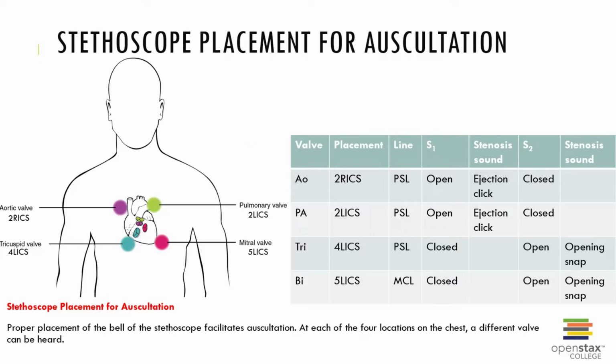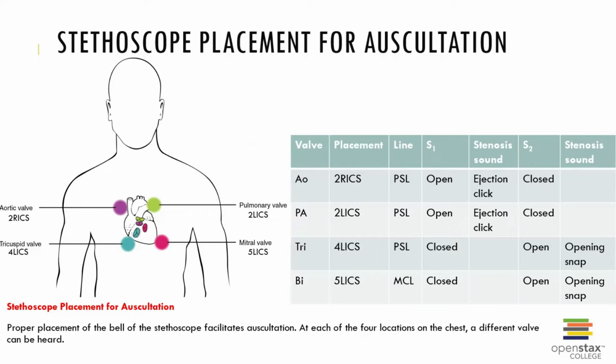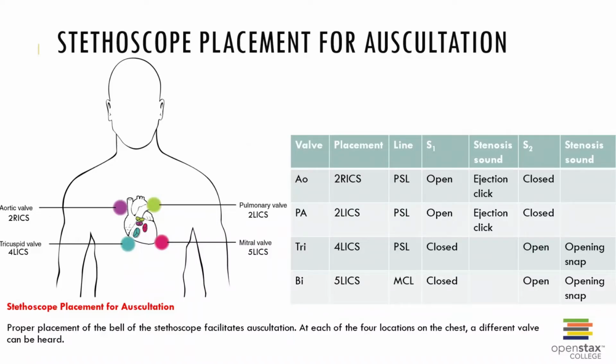So the S1 that I mentioned is called, does anybody know? It's called the lub. And it lasts a little longer than the second sound. The second sound, S2, is called the dup. So we have the lub and the dup. S2 corresponds to the semilunar valves that are closed during ventricular relaxation.